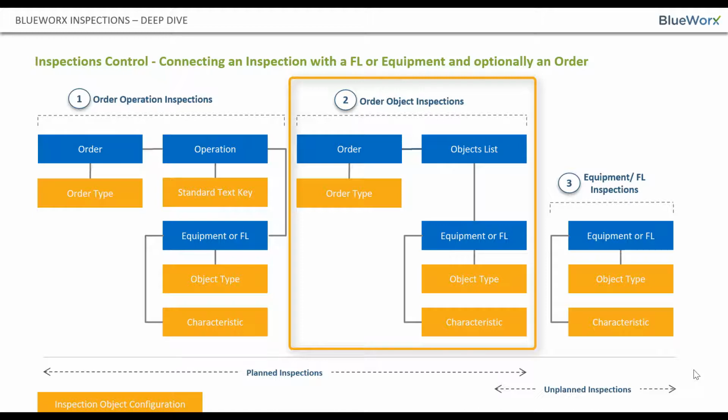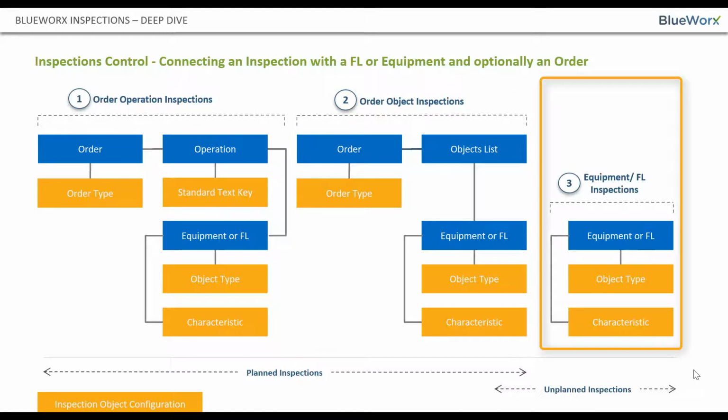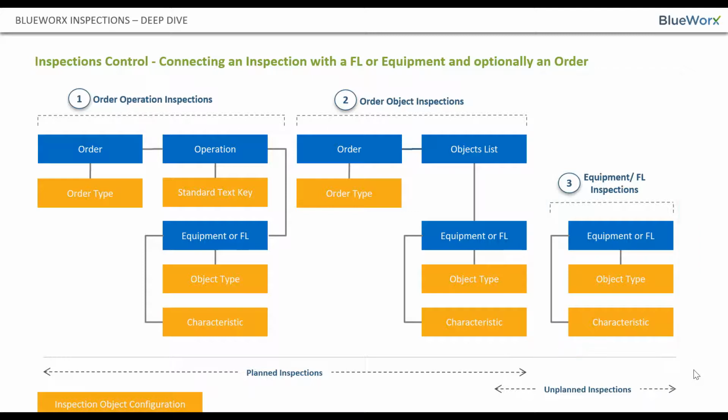So less finite control. And the third option is that, for lack of a better term, we might call these ad hoc inspections, where you are controlling from an equipment or functional location record in BlueWorx that you can undertake an inspection based upon the equipment or functional location's object type and or a characteristic value. For example, in an operation sense, if you had to do a vehicle pre-start check before you used a vehicle from the pool, you wouldn't have a work order necessarily to do that. You would be expected to undertake an inspection. So you could find the equipment on BlueWorx and then just go and undertake an ad hoc inspection.